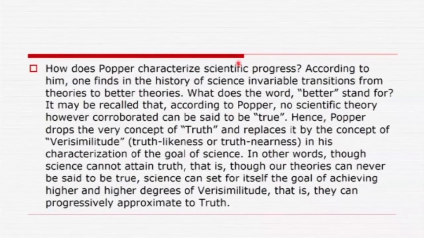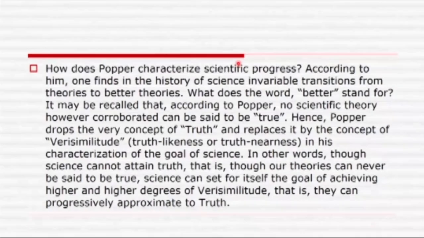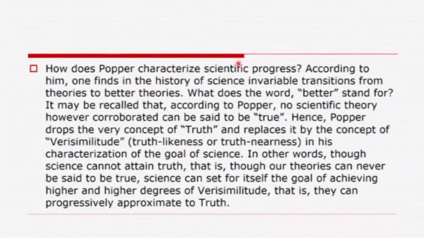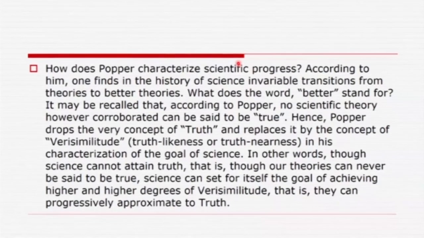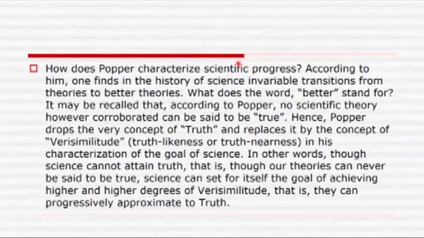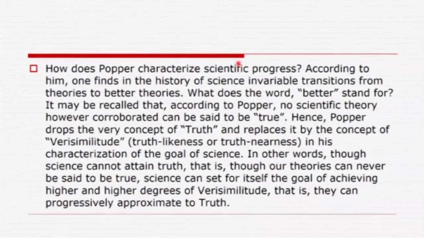It may be recalled that according to Popper, no scientific theory, however corroborated, can be said to be true, because we have to keep them permanently tentative. Hence, Popper drops the very idea of truth, because this truth also is not permanent. This is temporary. This is a corroborated one. We have to keep the truth permanently tentative. And Popper tries to replace the term truth by the concept of verisimilitude, that is, truth likeness or truth nearness. It is very close to the truth, but it is not the truth.